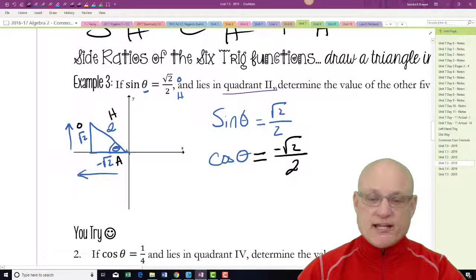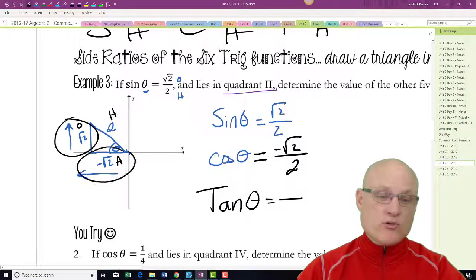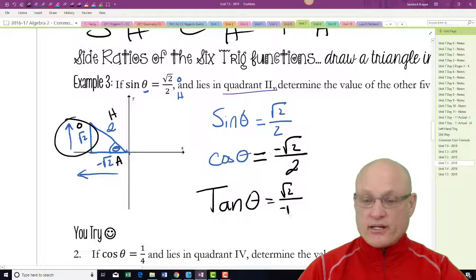And then tangent theta is opposite over adjacent, opposite the square root of 2 over negative square root of 2. So square root of 2 over negative square root of 2. But isn't that just negative 1?